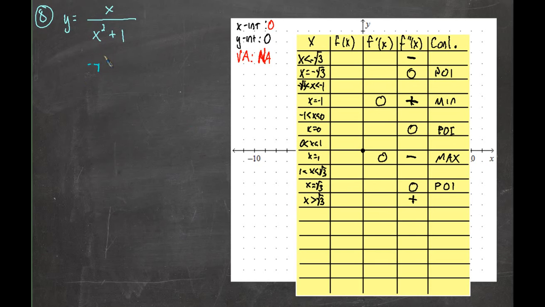-√3 over -√3 squared is going to be 3 plus 1. That equals -√3 over 4. We're going to want to find an approximation for that, but that's exactly what it is. Okay, what's going to happen when we put in positive square root of 3? Well, it's going to be positive. So it'll be positive √3 over 4.